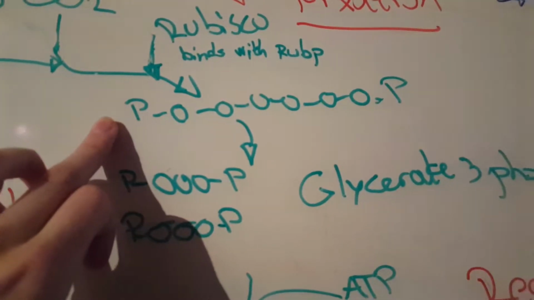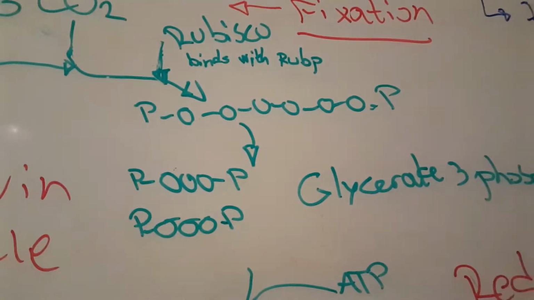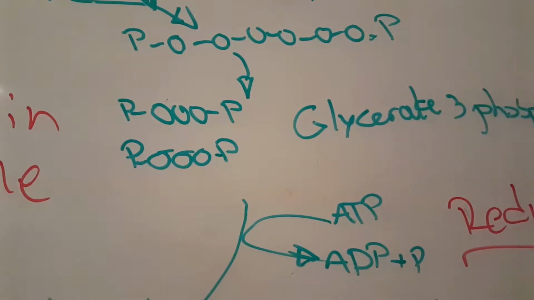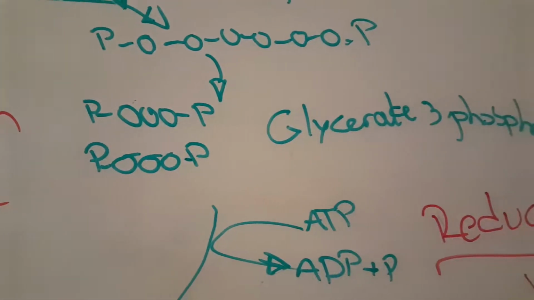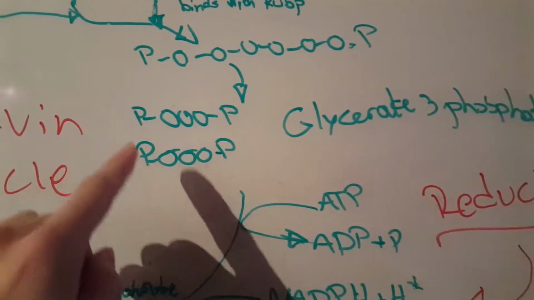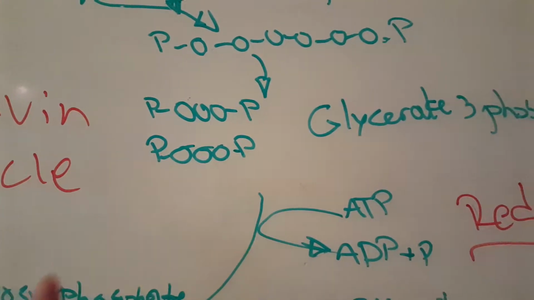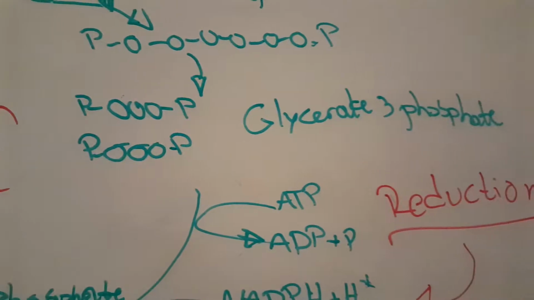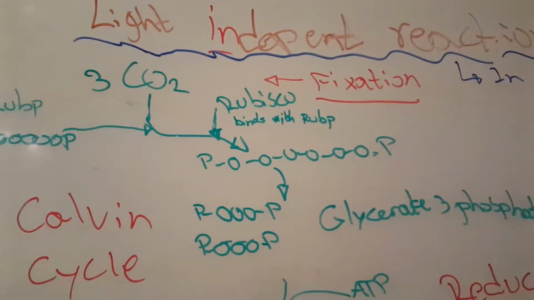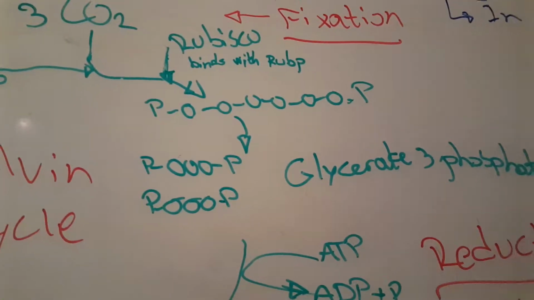This forms one very unstable 6-carbon sugar, which immediately breaks apart. This now has formed 2 glycerate 3-phosphates. That's why I've drawn 2. Each little ball on my drawings represents 1 carbon atom. So that's the first step, fixation, followed by the creation of 2 glycerate 3-phosphates.